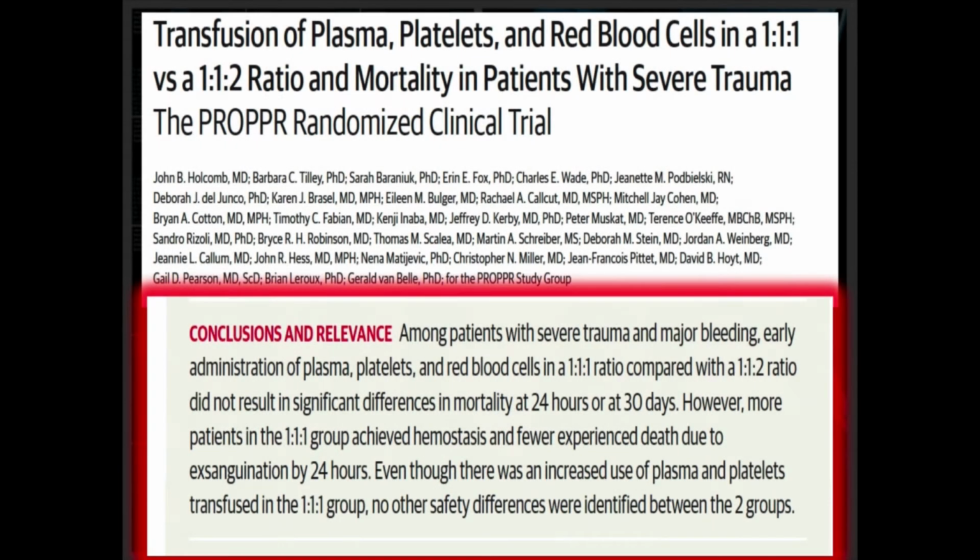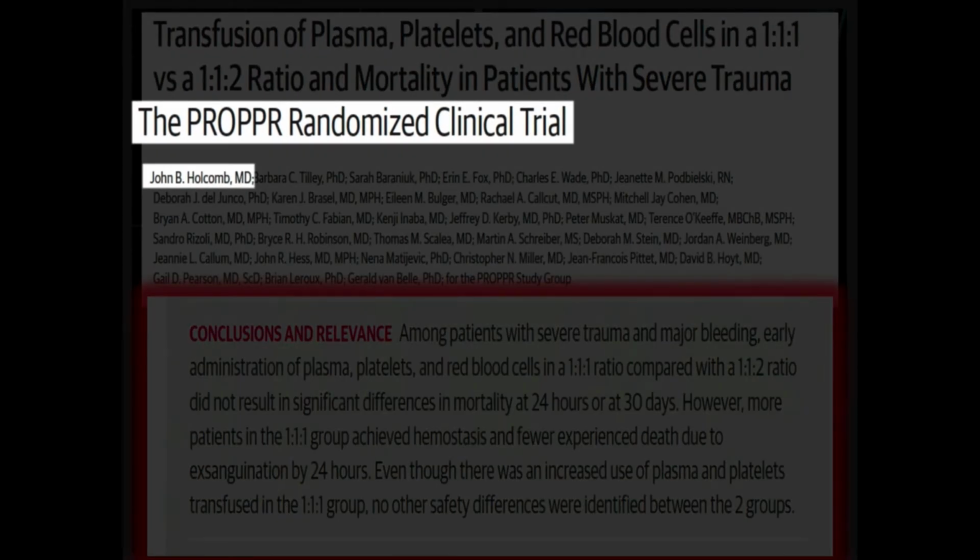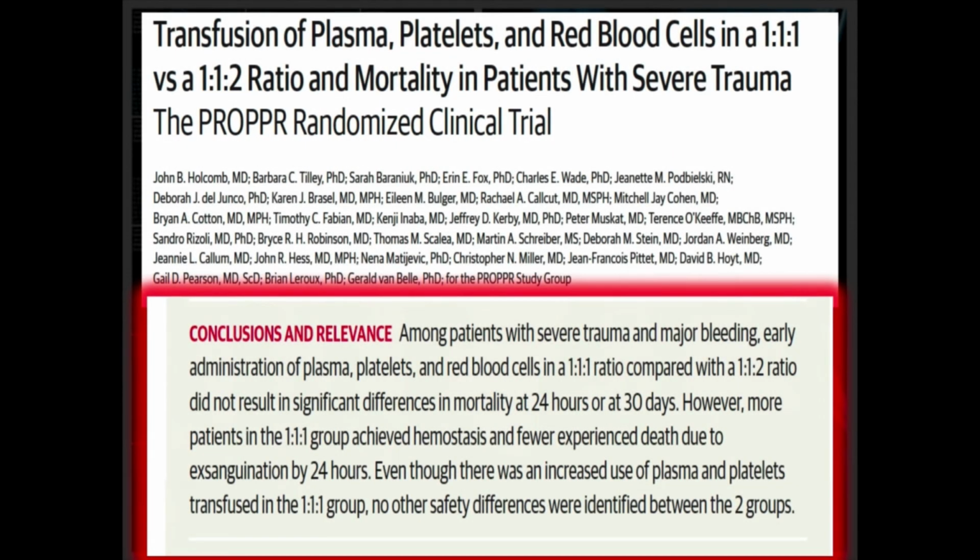One of the studies that I want to point out that really focused on component therapy and the benefits was done by a lead researcher, John Holcomb, down in the Houston area. And it was really comparing 1:1:1 versus 1:1:2 ratio. And as you can see, the conclusion, really the benefit was shown in the first 24 hours, but there was no increased survivability at 30 days. But when you compared 1:1:1 versus 1:1:2, again, we're talking about packed red blood cells, platelets, plasma, cryo, etc. There was a benefit in that first 24 hours.